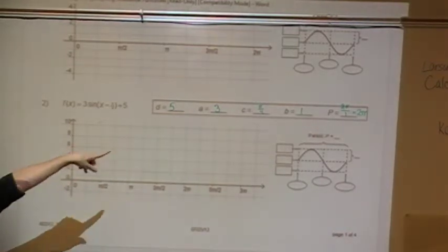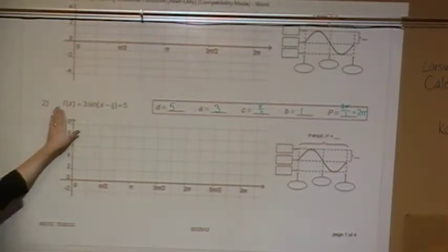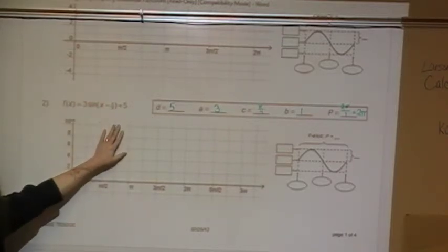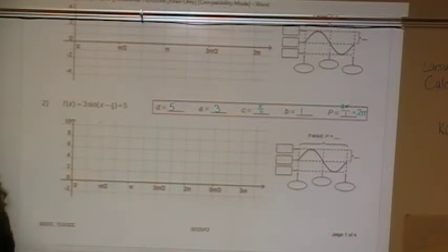My B value is 1. To find your period, that's 2 pi over B. So 2 pi over 1 is 2 pi. So even though lots of things are happening to this sine wave, it is still going to complete a period in a 2 pi length of distance. So it's going to be shifted slightly, but it'll still take 2 pi to complete.